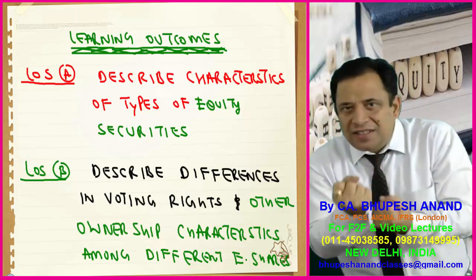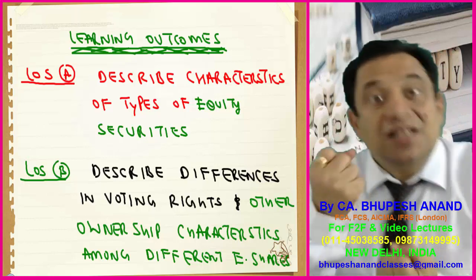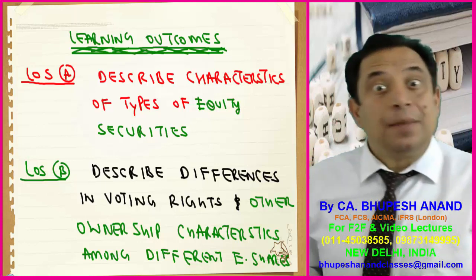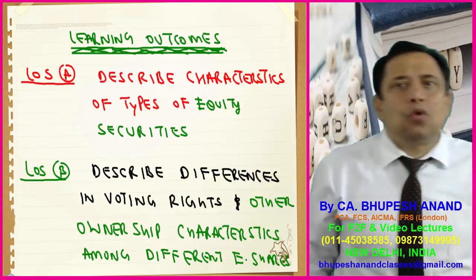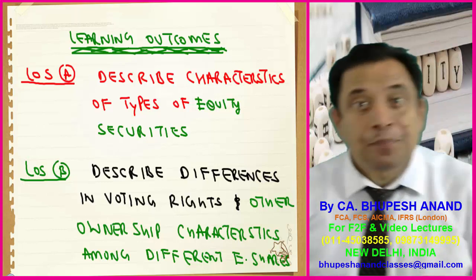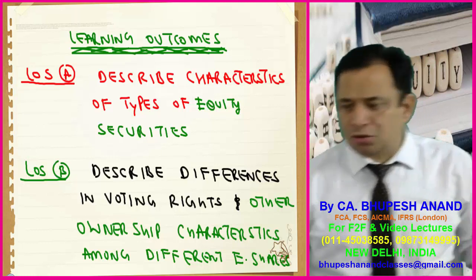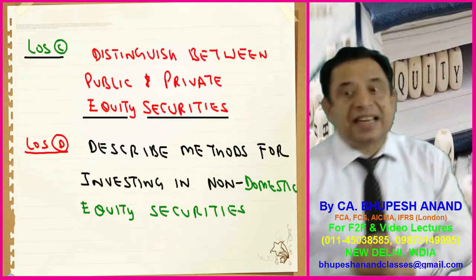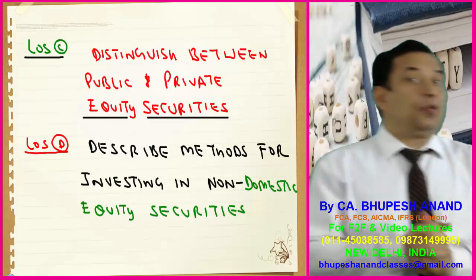The next learning outcome, number B, is differences in voting rights and other ownership characteristics. It means a shareholder can have an ownership right, but can have or cannot have a voting right. So what is the difference between voting right and ownership features? Hope you are writing down all these learning outcomes, because it will help you in understanding the reading. LOS C: what is the difference between public and private equity securities?